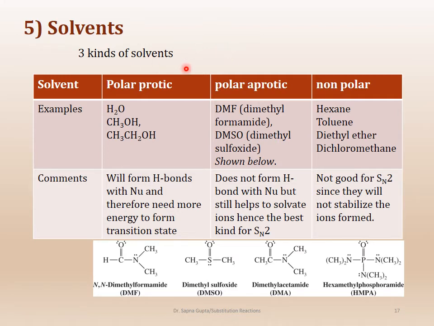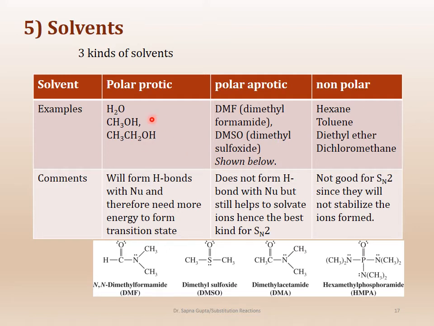There are three kinds of solvents that we deal with in organic chemistry: polar protic, polar aprotic, and nonpolar. Polar protic, protic meaning something that has a proton. Anything that has an acidic proton, like water and alcohols, is considered a polar protic solvent. And if you have an acidic proton, obviously then you have a polar bond, which is what makes these solvents polar as well as protic. So these are polar protic solvents.